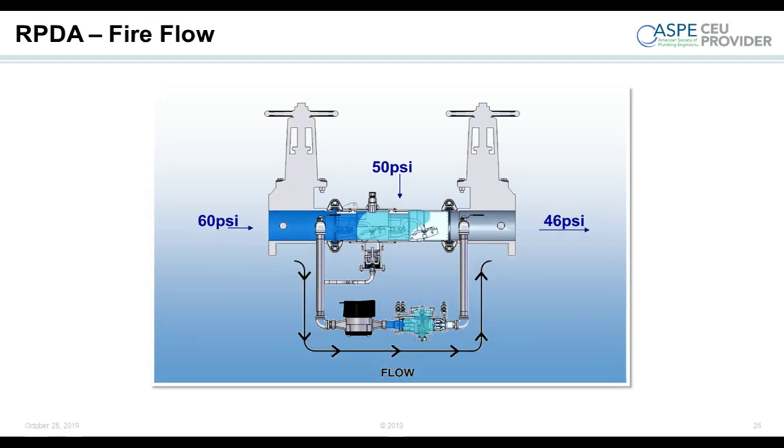And then we go to full fire flow. All right, everything is open. We're getting flow through the bypass and the main valve. We have, in this case, a 14 PSI pressure differential that we're seeing there. So we're looking at pretty high flow where most of the flow is going through that main valve.